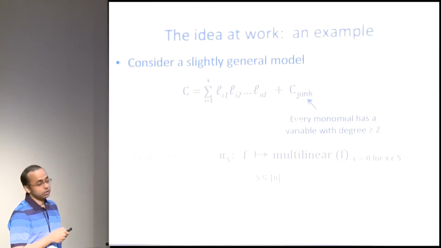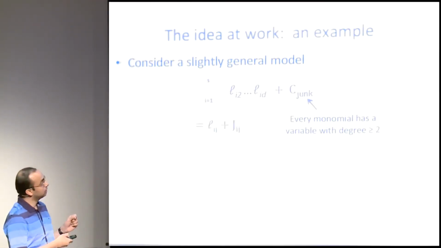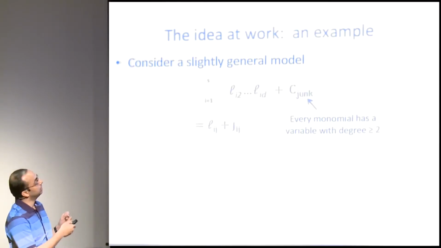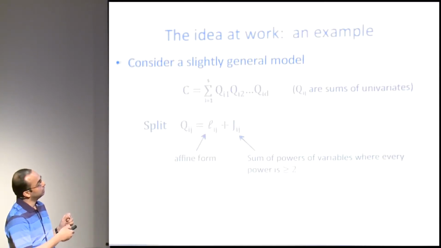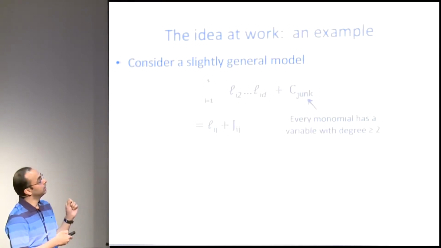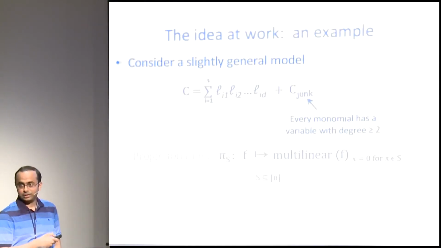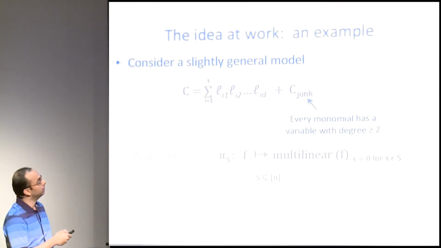But I know something about the junk part. The junk part was made up of these JIJs, right? And these JIJs are such that every variable here has power greater than or equal to 2, which means that every monomial here in the junk part will have a variable with degree greater than or equal to 2. Right? Is this part clear, that in this junk part?